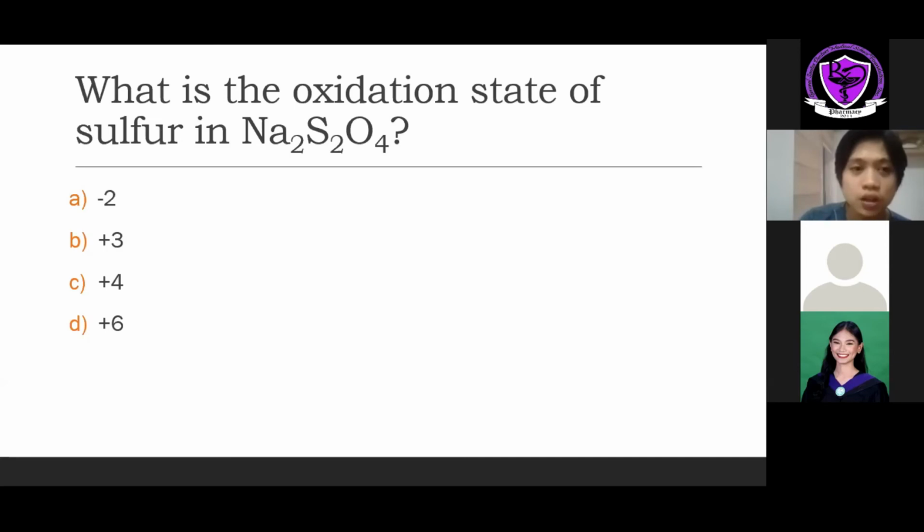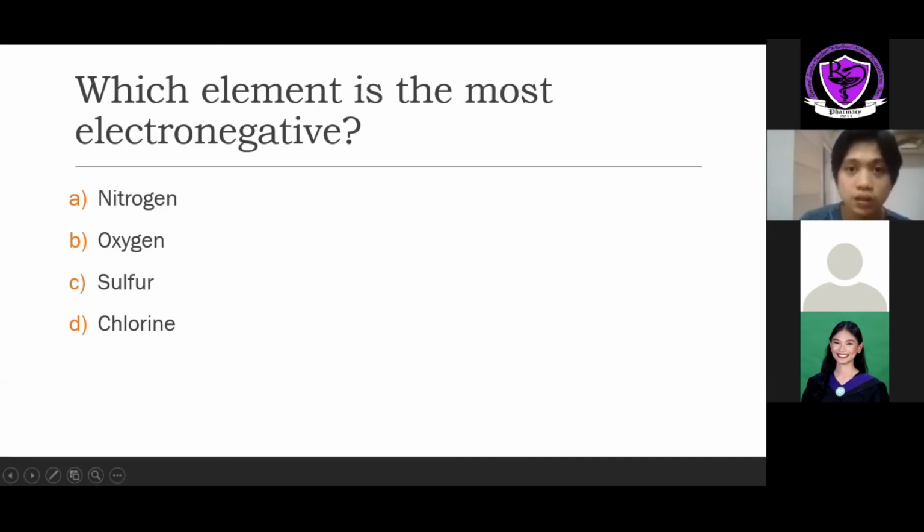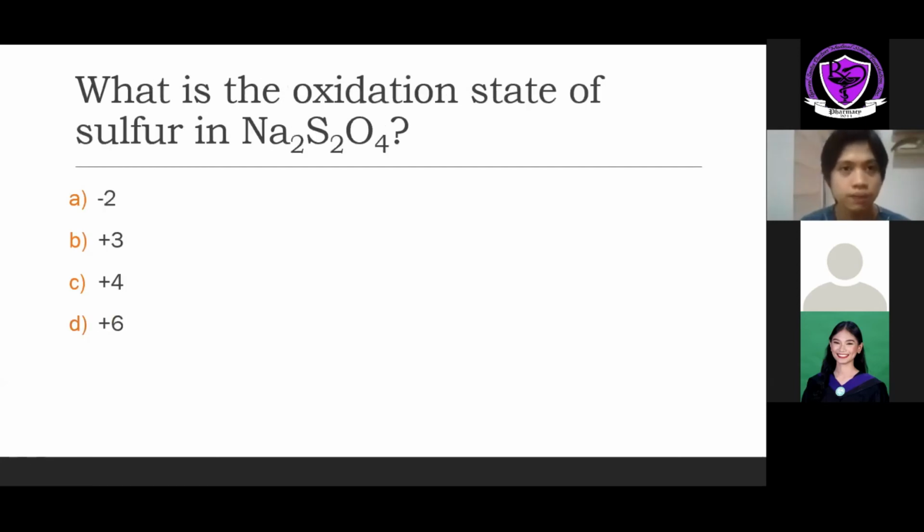Di ko nga alam yung ano na to. Teka lang. Bumaliktad. So, apparently, S2O4 is dithionate. No? Dithionate. Sodium dithionate. Yung pangalan ng compound na to. So how do we do that? No? We equate to 0. You have -8 and +2. So -8, +8, +2 becomes -2. So you have 6 divided by 2, +3. Yeah, +3.